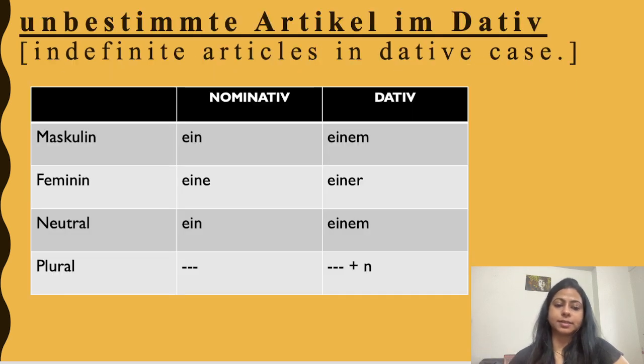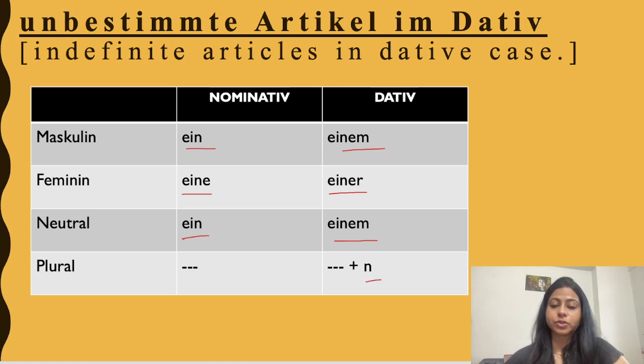Now let's look at this table. What happens to indefinite articles and how is it different from nominative? So in nominative, masculine is ein, dative becomes einem. Feminine is eine, dative becomes einer. Neutral is ein, dative becomes einem. Plural, we do not have anything, but if you use a noun in plural as a dative object, don't forget to add the n at the end.